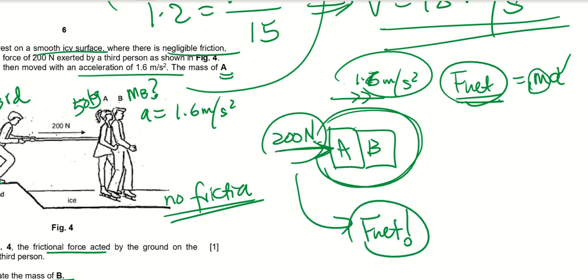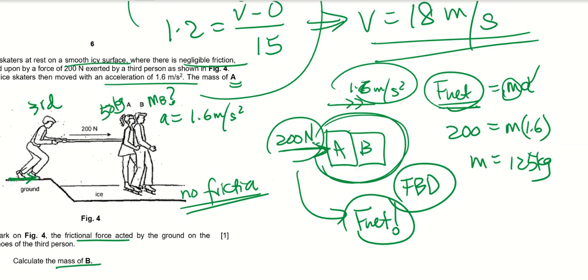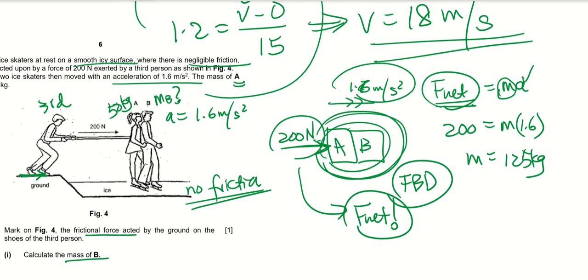Okay? So you may ask, how do I know? You really have to read. You really have to understand the context of the question. And most importantly, you need to draw your free body diagram. So if my F net is 200, my mass is M unknown, and my acceleration is 1.6, with this calculation my mass is going to be 125 kg. And that is the total mass of A and B.